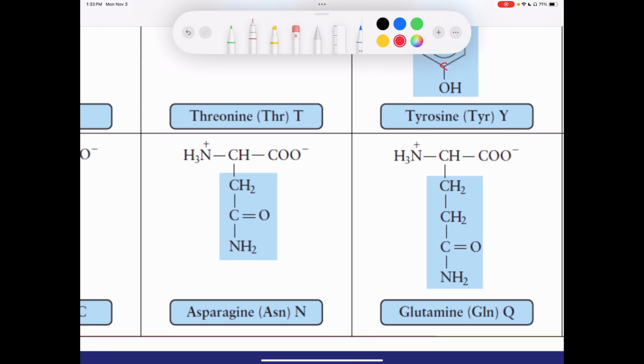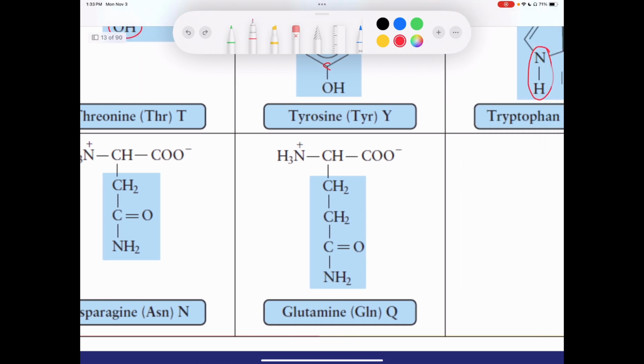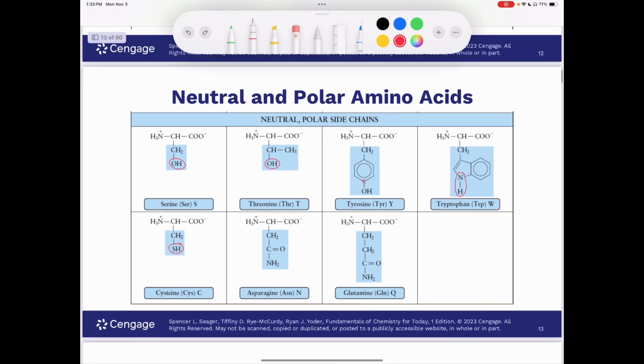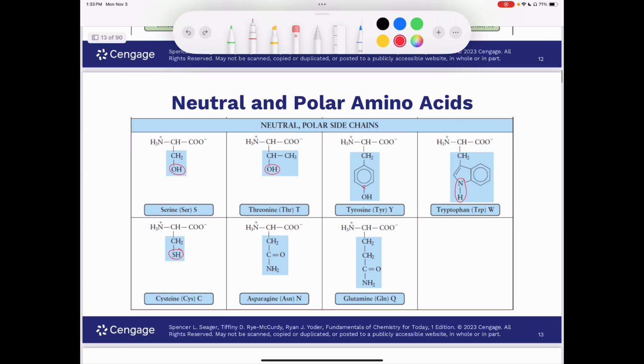Then we have asparagine and glutamine. The only difference between the two is one CH2 group. You'll notice that asparagine, ASN, goes CH2, carbonyl, NH2, whereas glutamine goes CH2, CH2, carbonyl, NH2. And so that's the only difference between the two. So glutamine, we use the one-letter abbreviation Q, the three-letter abbreviation GLN.